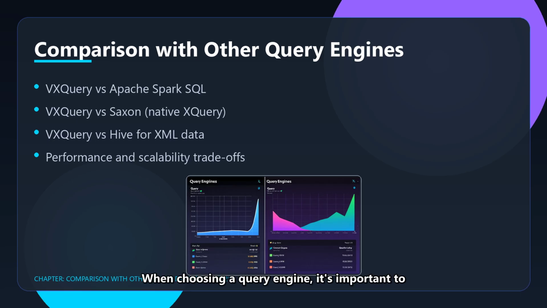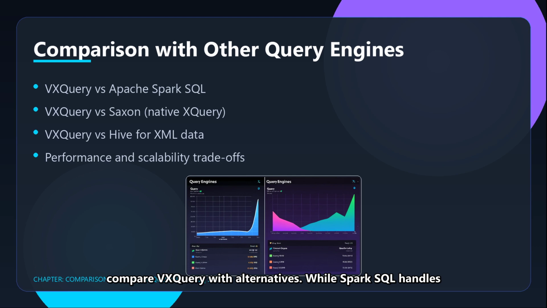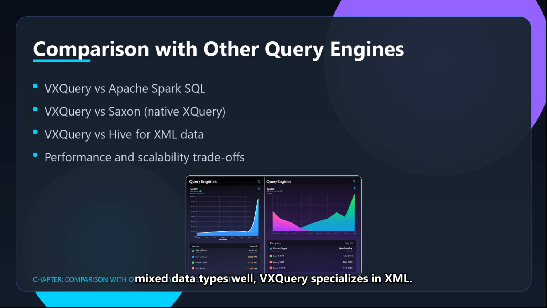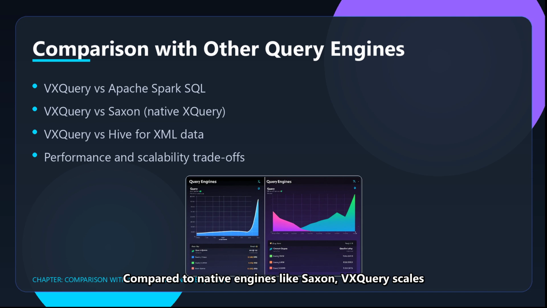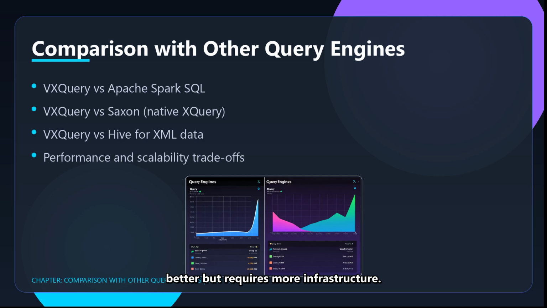When choosing a query engine, it's important to compare VXQuery with alternatives. While Spark SQL handles mixed data types well, VXQuery specializes in XML. Compared to native engines like Saxon, VXQuery scales better but requires more infrastructure.